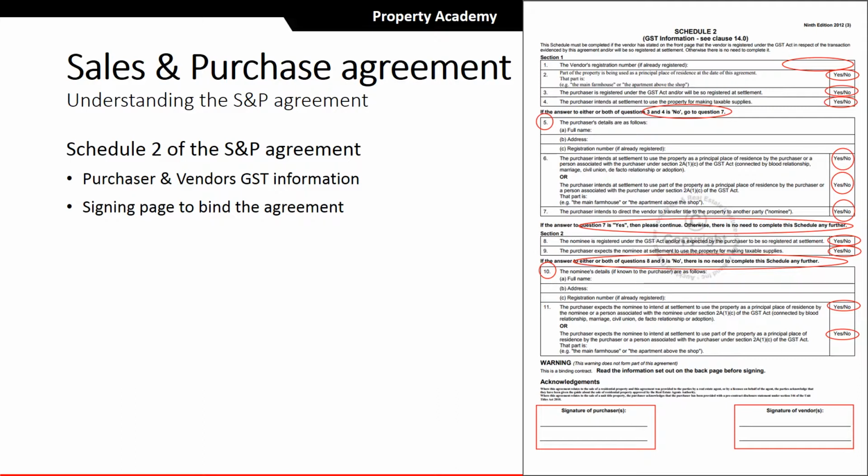Number 5, you enter your details, very self-explanatory here: your full name and address, and registration number if you are already registered. If not, you can leave this blank.